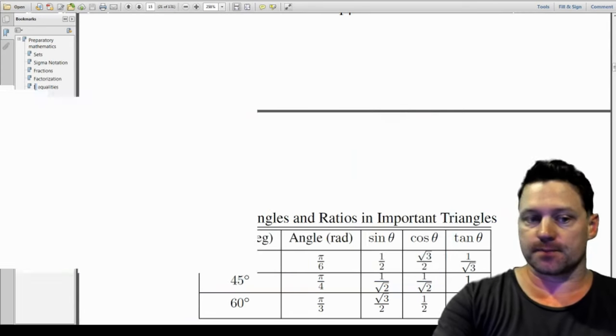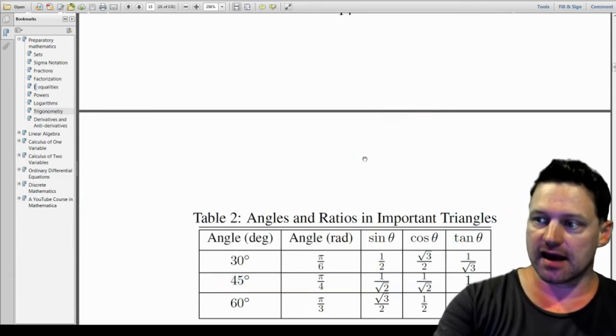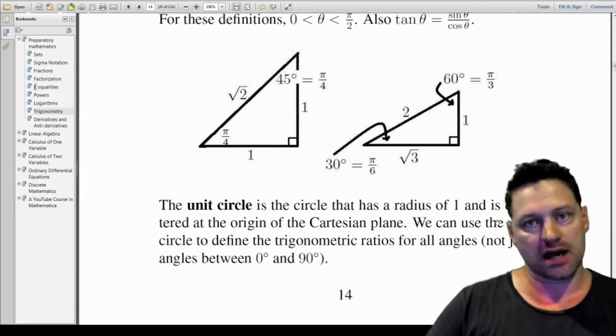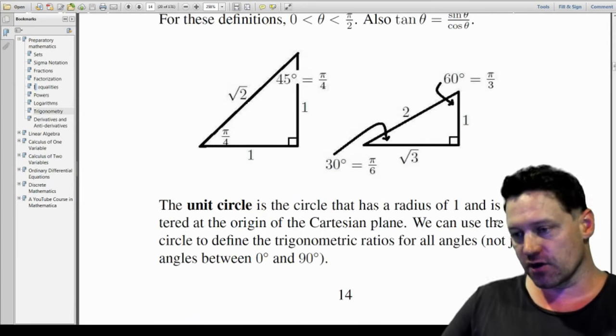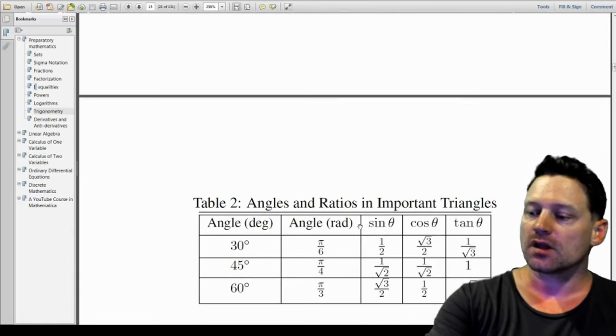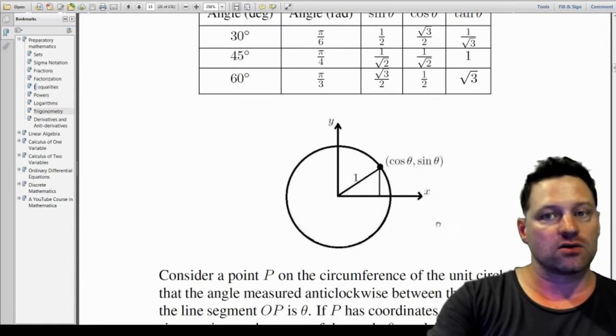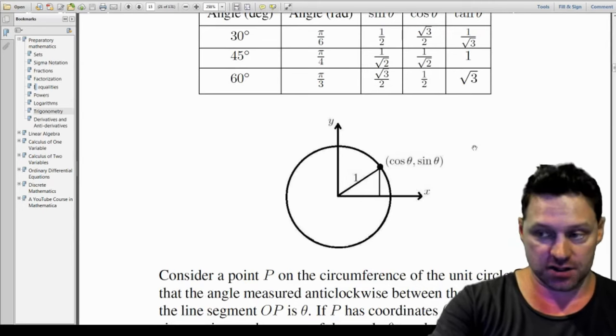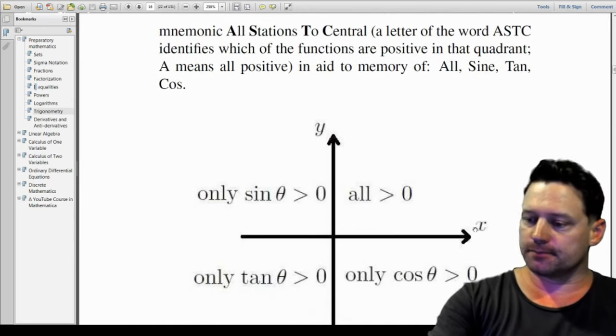Okay, so you see that these triangles are very important because they allow you to work out all kinds of trigonometric ratios for angles that are not between 0 and pi on 2.